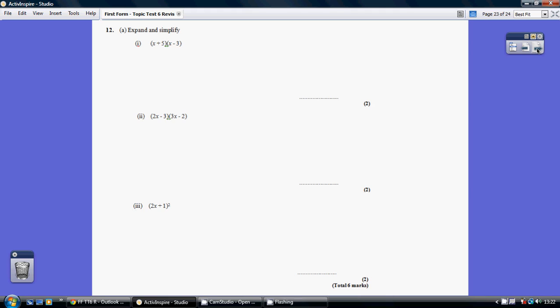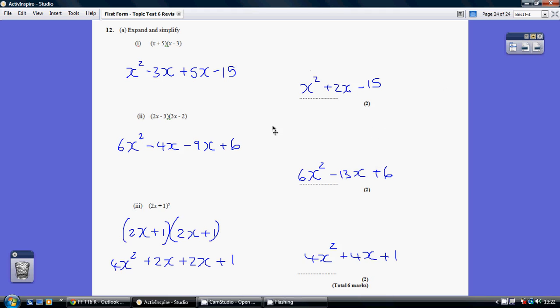Question 12. So similar process, but we've now just got to be careful with the negative numbers. X times x is x squared. X times minus 3 is minus 3x. Remember, if you've got a plus number being times by a minus number, you get a minus number. So that's why we've got minus 3x.